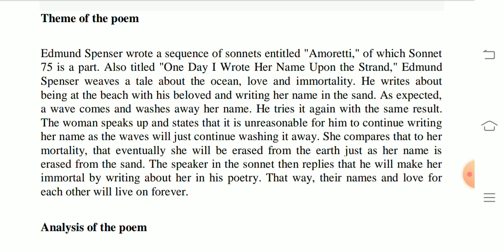So, this sonnet has been taken from the volume collection Amoretti. It is numbered 75 in this collection. It is about ocean, love and immortality. It is also about the great power of poetry. It is written in a dialogue form.